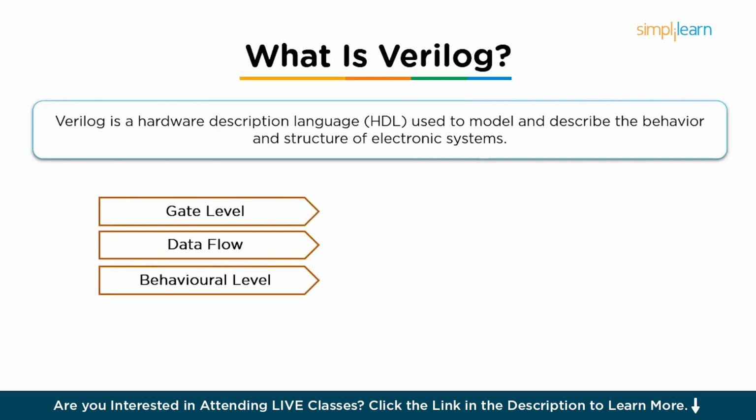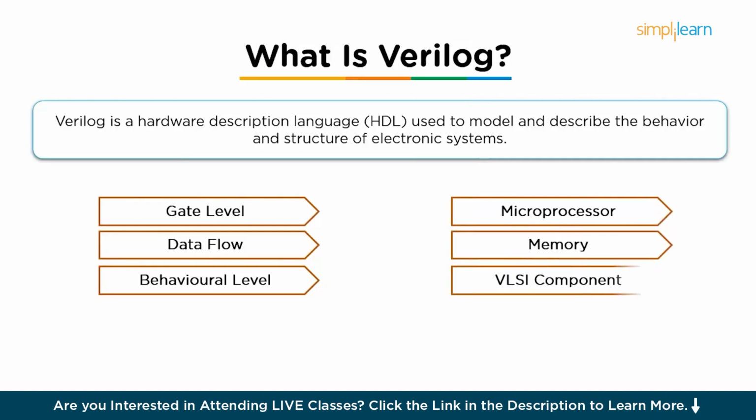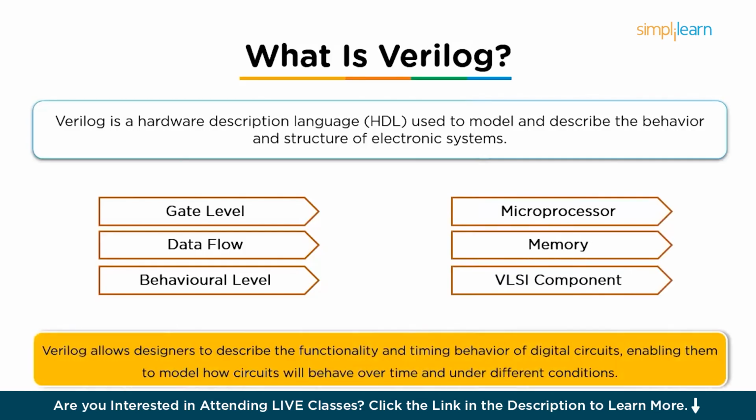With Verilog, designers can write code that specifies the operation of a digital system, such as microprocessors, memory, or any other VLSI component. Verilog allows designers to describe the functionality and timing behavior of digital circuits, enabling them to model how circuits will behave over time and under different conditions. This is very crucial in the VLSI design process, as it allows engineers to conceptualize and validate complex designs before actual hardware implementation.